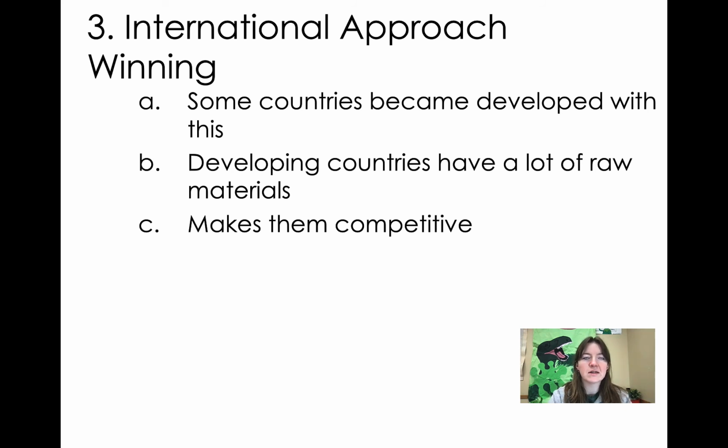All right, so continuing on with this part two. The next way of attaining development is going to be the international approach to winning. So some countries became developed with this. Developing countries have a lot of raw materials that makes them really competitive. They are able to compete against each other, and more developed countries want the things that those developing countries have. So it really relates back to that previous one, but this is taking on a more competitive aspect against one another.